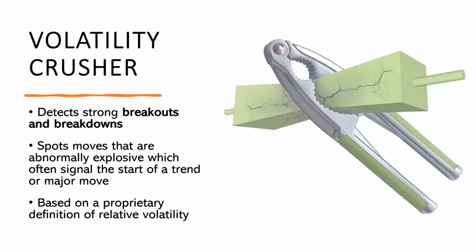All right. So now, based on the principle of a breakout or breakdown, we have developed an indicator which detects exactly those breakouts or breakdowns, and it's called Volatility Crusher. The indicator has been designed to spot abnormally explosive moves of price with high volatility. And when this happens, we have found out through days and weeks of backtesting and research that the chances that price will continue in that direction are quite high.